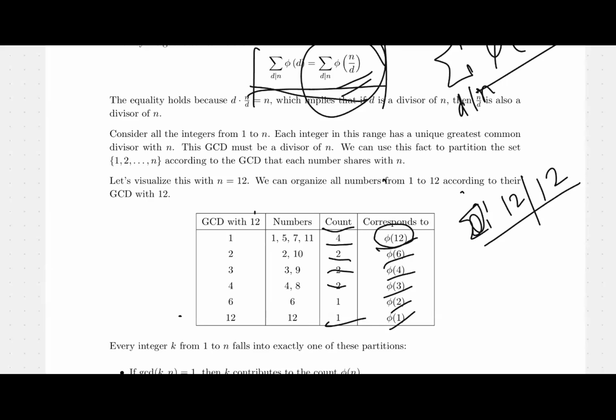12 and 1 equals 12. 6 and 2 equals 12. 4 and 3 equals 12, because of what we just discussed. Now realize that there are 4 numbers which are co-prime to 12. So hence this is 4.